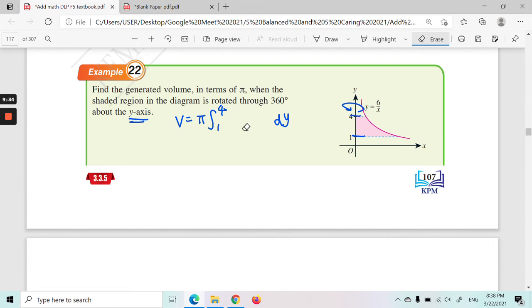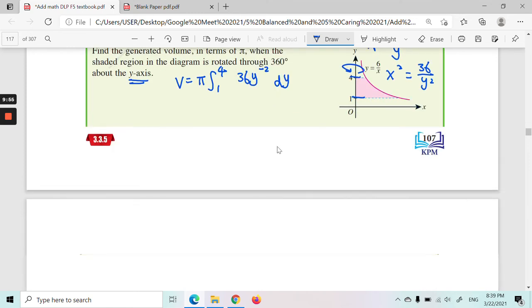You have the equation already. X squared will be equal to this one. Y and x exchange positions, so you have x equals 6 over y. So x squared is 6 to the power 2, so 36, over y to the power 2, meaning 36 y to the power negative 2.